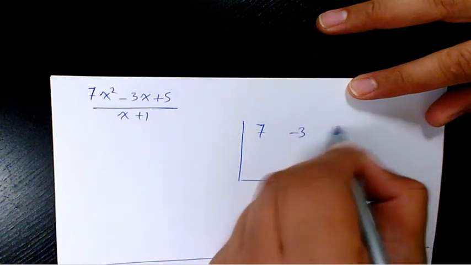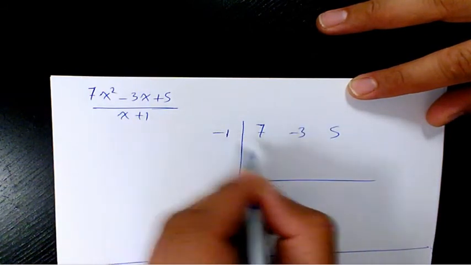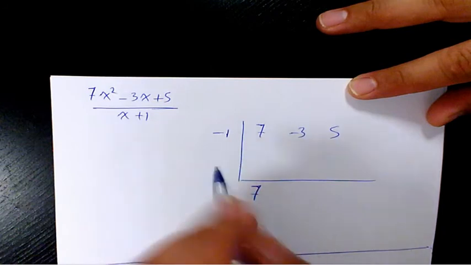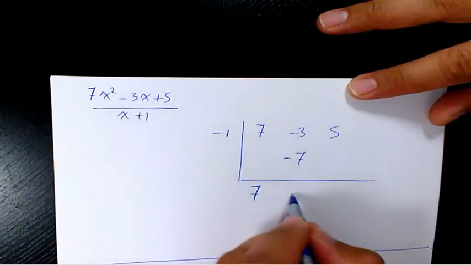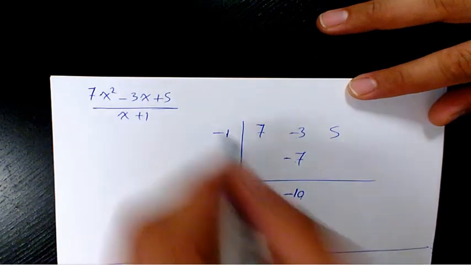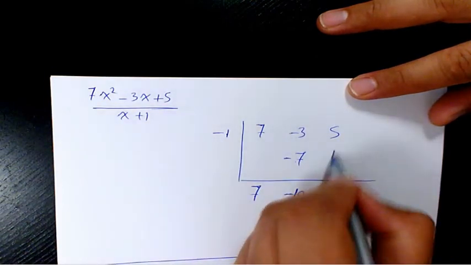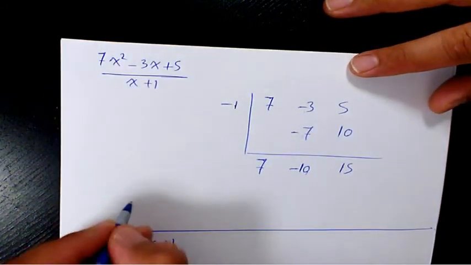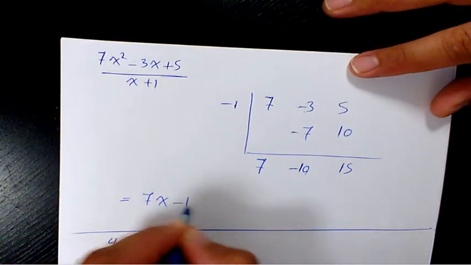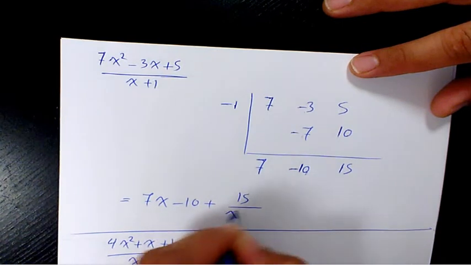7, negative 3, 5, negative 1. You bring 7 down. 7 times negative 1 is going to be negative 7. Negative 7 plus negative 3 is going to be negative 10. Negative 10 times negative 1 is going to be positive 10. 10 plus 5 is going to be 15. So we have 7x minus 10 plus 15 over x plus 1.